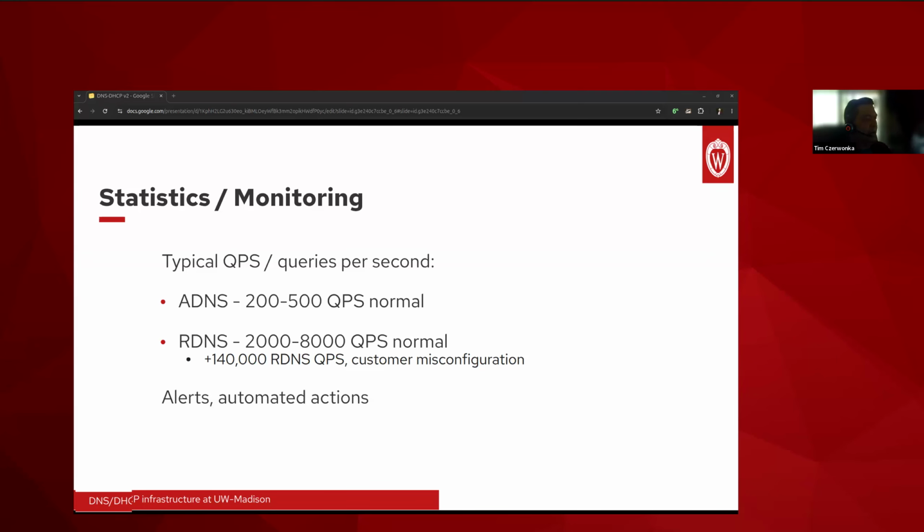So part of having a resilient service is not just redundancy in the protocol, and redundancy in the hardware, but also, I think, includes monitoring.